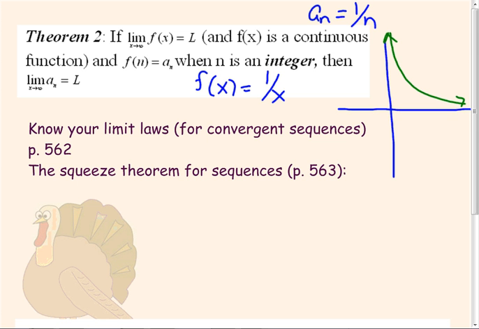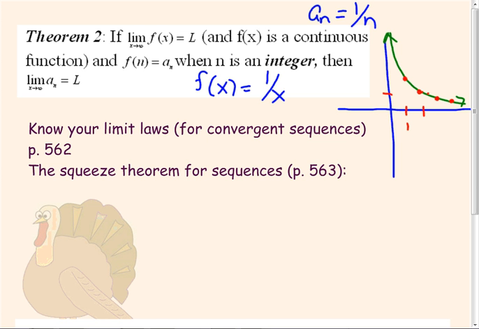And then, what does the sequence look like? We start at 1, and there it is. And then we go to 1/2. Then we go to 1/3. So the sequence, those points will lie on that function. And what that theorem says is that if the limit of my function has a limiting value, then the limit of the sequence will also have a limiting value.